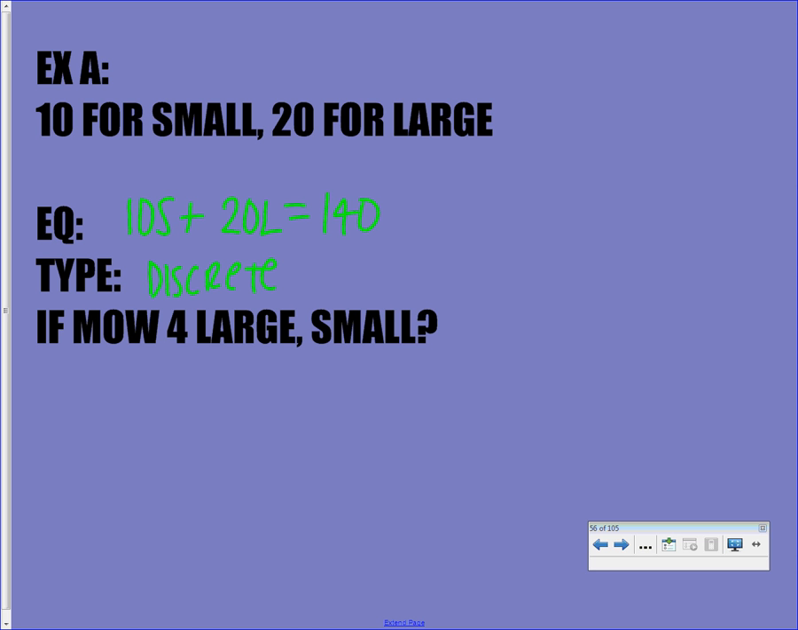So then the question says, if he mowed 4 large lawns, how many small lawns did he mow? So I'm going to have 10s plus 20 times 4, because now I know that number, equals 140. So that gives me 10s plus 80 equals 140. I could subtract 80 from each side to get 10s equals 60. So s equals 6 small lawns.